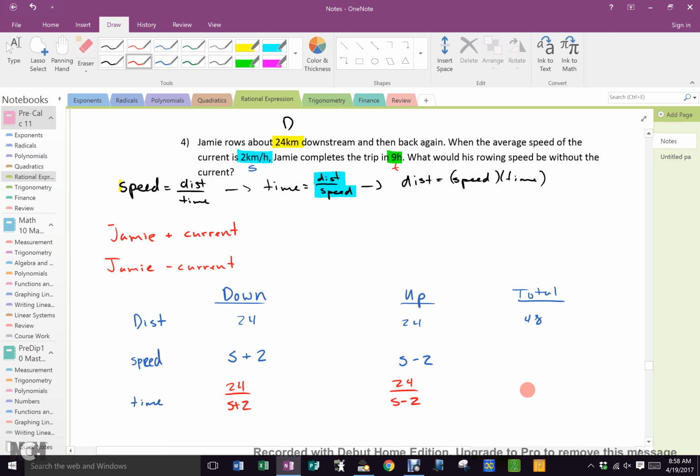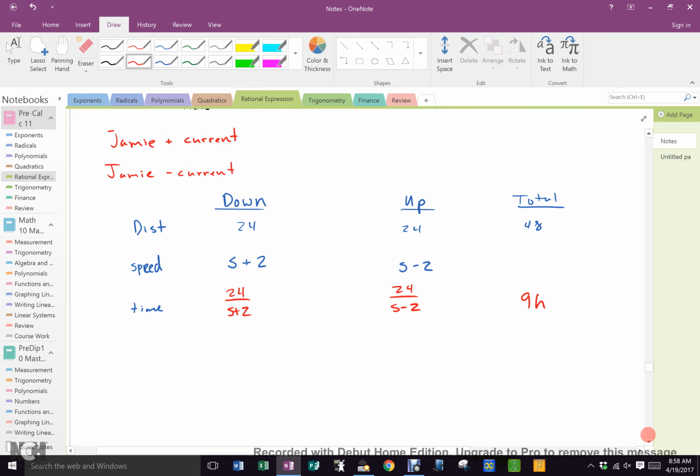What's his total time? 9 hours. So now, do we have everything we need? What's our equation? What's our equation? There's his downstream time, which is what? Plus his upstream time has to equal what?